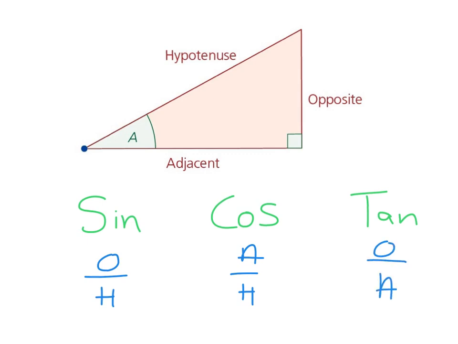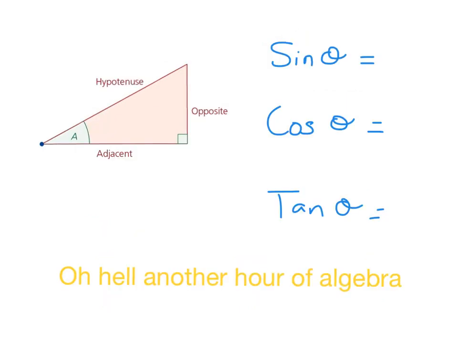And what does that mean? That means for sine, it's going to be opposite over hypotenuse. For cos, it's going to be adjacent over hypotenuse. And for tan, it's going to be opposite over adjacent. So I'll write those out in a nice way for us now. Okay, so we say the sine of theta, and remember that theta means the angle. So actually in this case here, we've called the angle A. So I might change that to A.